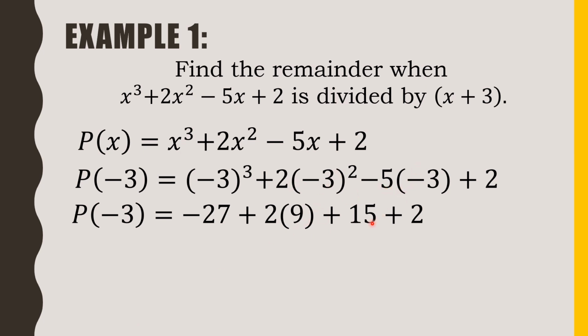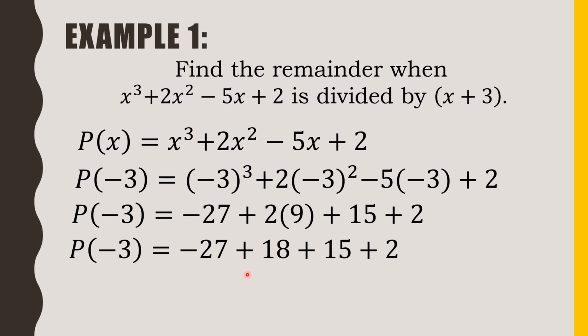Negative 5 times negative 3 is 15. Bring down positive 2. Simplifying 2 times 9, we have 18. Performing the indicated operations, negative 27 plus 18 plus 15 plus 2, the value of p of negative 3 is equal to 8. So using the remainder theorem, the remainder when x cubed plus 2x squared minus 5x plus 2 is divided by x plus 3 is equal to 8.